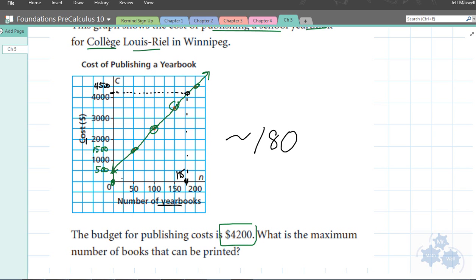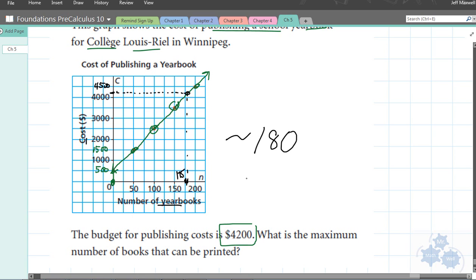Now, one more question for you. If the school wanted to order 75 yearbooks, how much would it cost? Here's 75. For the number of yearbooks, you go up until it hits the graph, and then you go straight over, and it would be about $2,000. Do you agree with that? Yes, everybody agree with that? Okay. You get that? Questions?